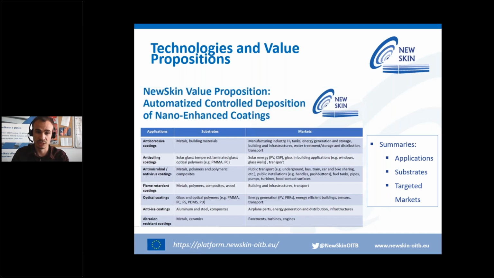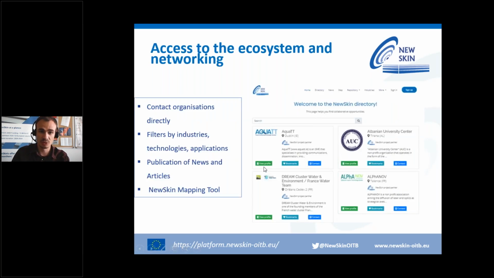So this is just a table to make it easier to understand how we can use the technologies of each partner. And this will be very important for you to know how you can also use the open calls and the services of the NewSkin project. So now we are going to see how you can use the platform, apart from getting some information on the value proposition. On the NewSkin platform, there are several tools that allow you to access the ecosystem and to network with the NewSkin partners and also other organizations that are interested in the nanotechnologies developed by the NewSkin partners.